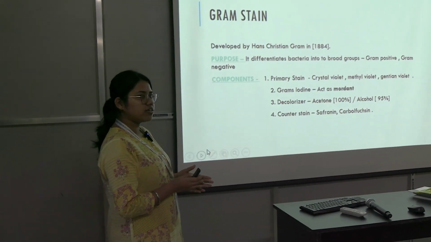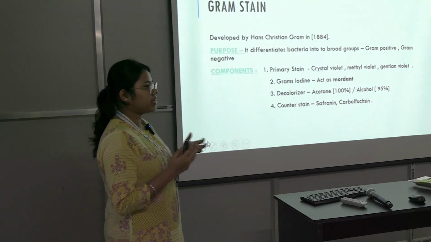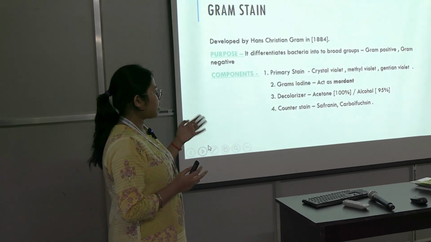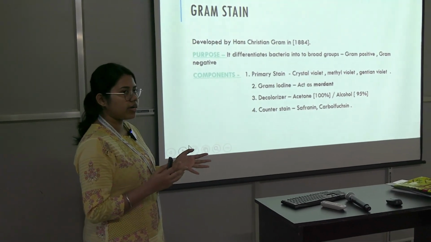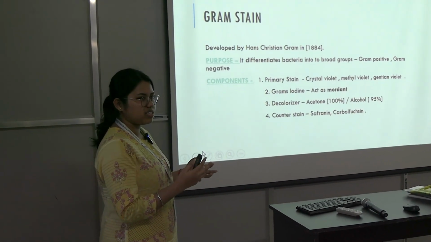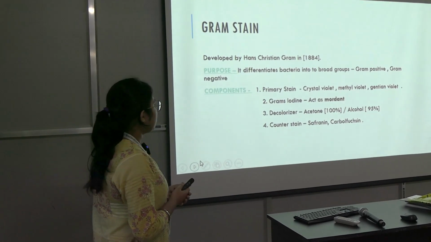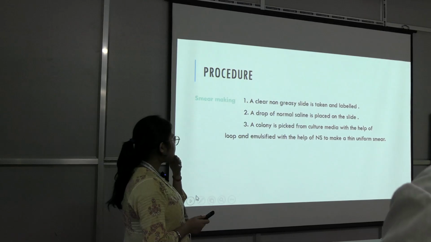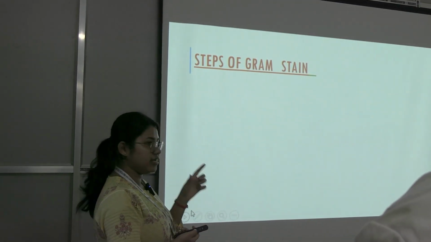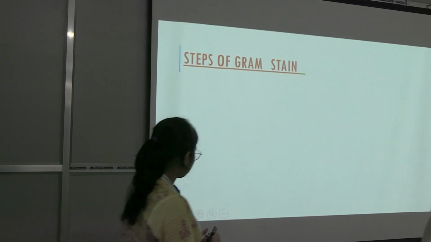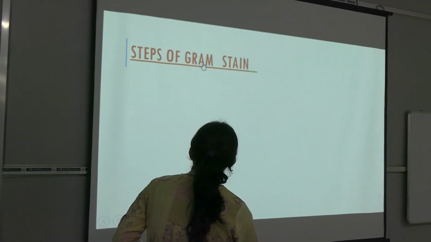So what is a mordant? Can you say? Okay, so a mordant is basically a binding or fixing agent. I have told you in the principle that our gram iodine acts as a mordant. It helps in fixing the primary stain, that is our crystal violet, to the cell wall more tightly. Then after this you have to air dry the smear that you have made and heat fix it. And now the 4 steps of gram staining will begin.